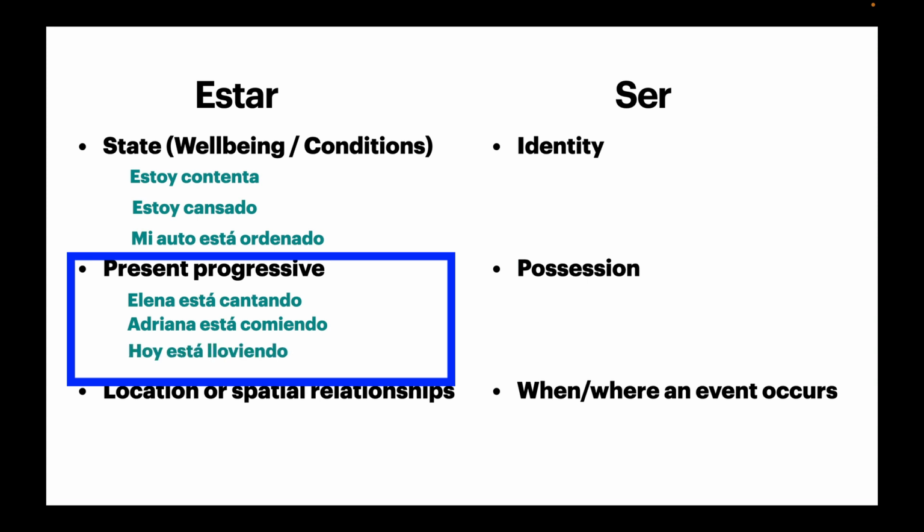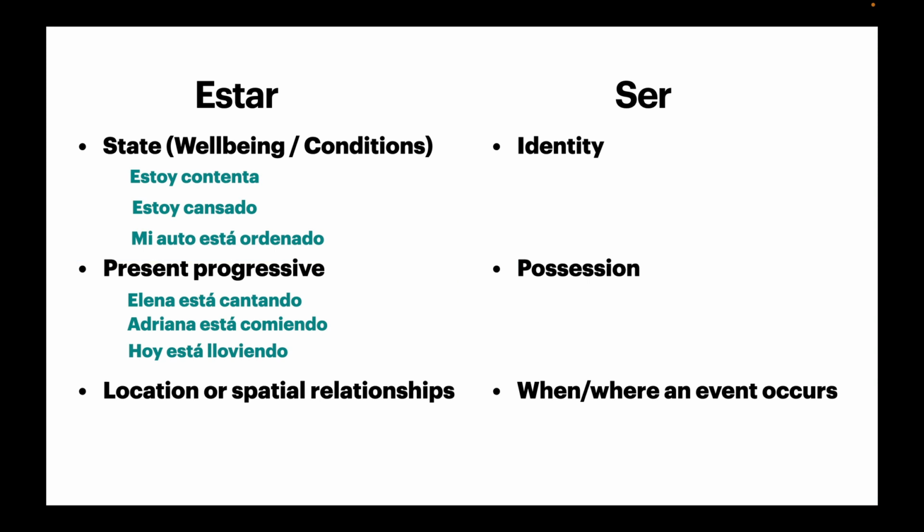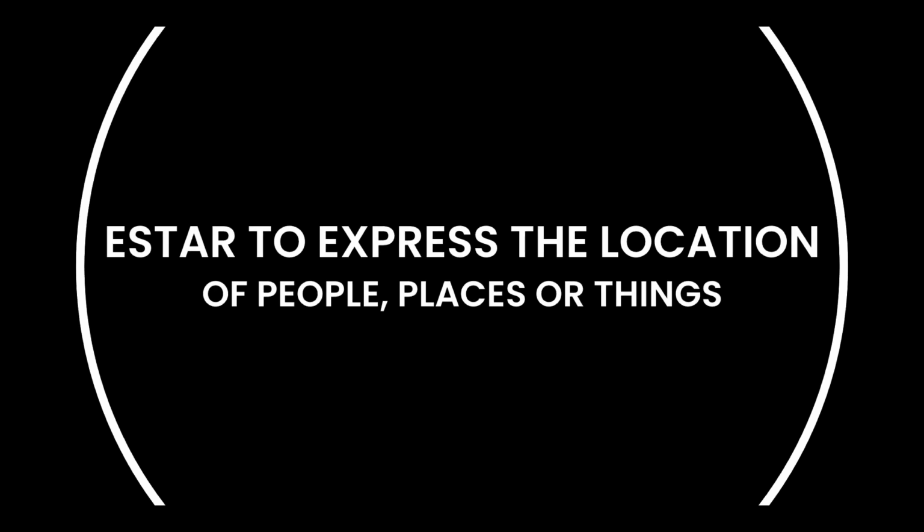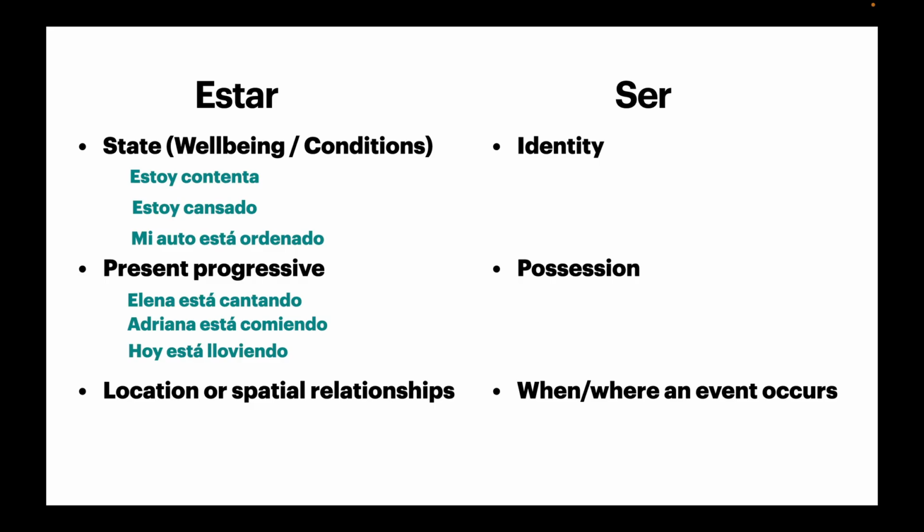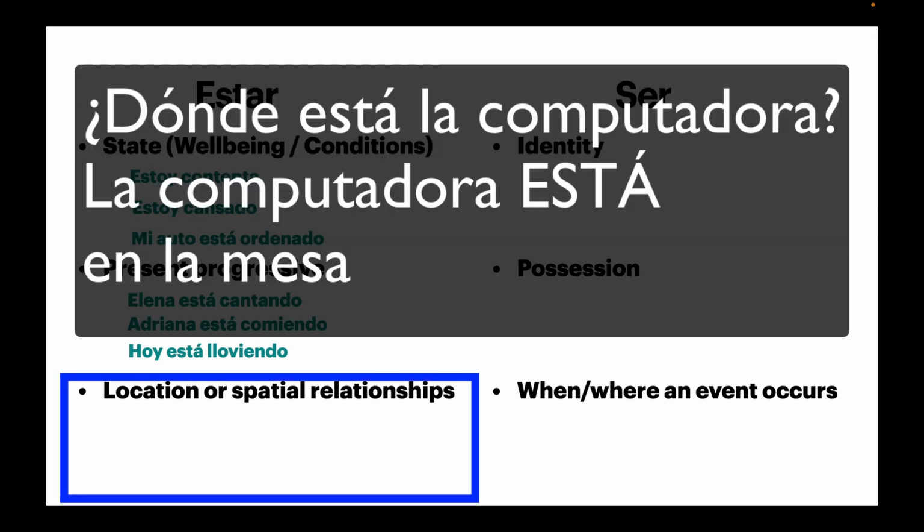Today it's raining. Finally, we can use estar for expressing the location of a person, a thing, a city, or we could also say expressing spatial relationships, where something is in space. For example, ¿dónde está la computadora? Where is the computer? The computer is on the table. La computadora está en la mesa. We're using estar for that.